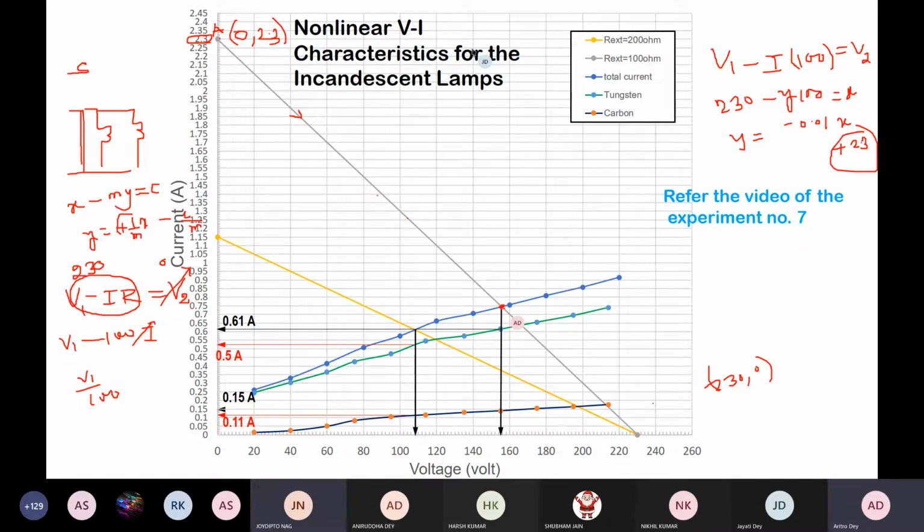Sir, could not follow this one, sir. That sir, Rext equal to 0, we get that blue line. Then after that could not follow.